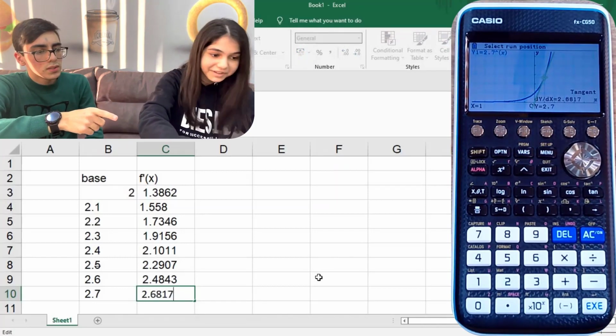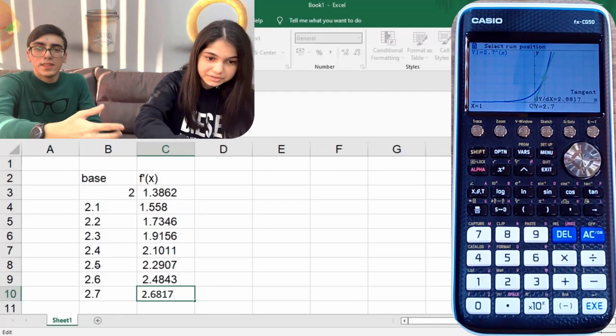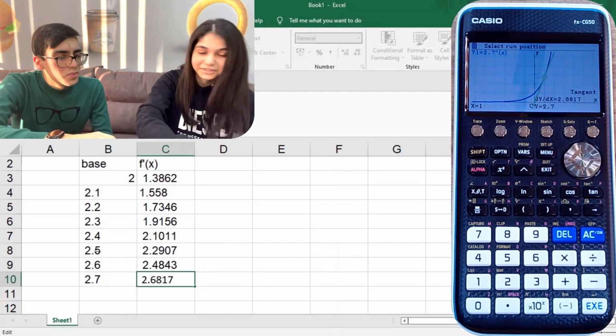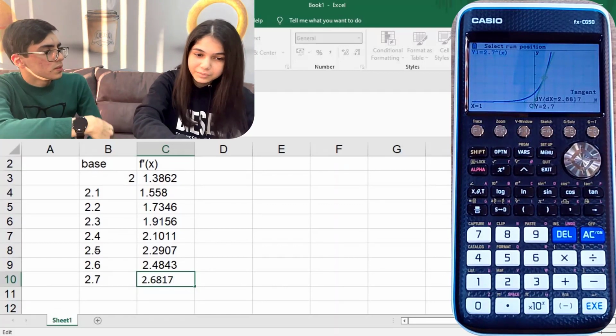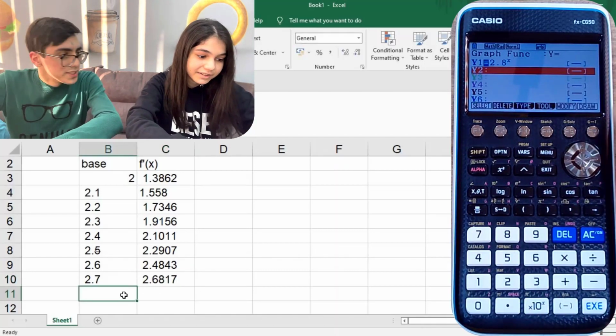It's really surprising that these two are so close, the base and the value of the derivative. It can tell us something really interesting. Let's keep going and find out what's happening, if it's actually a coincidence or not.